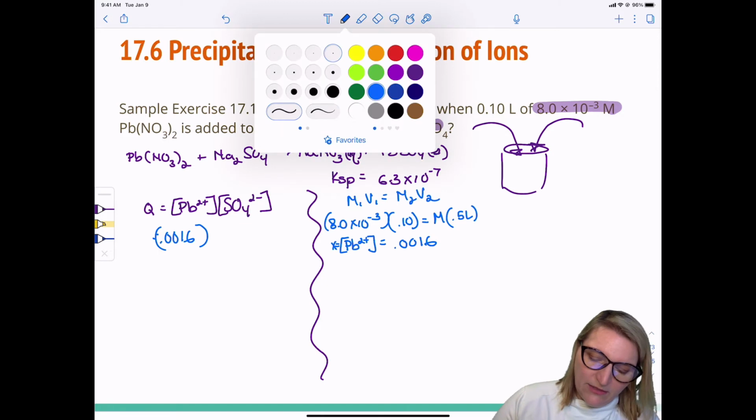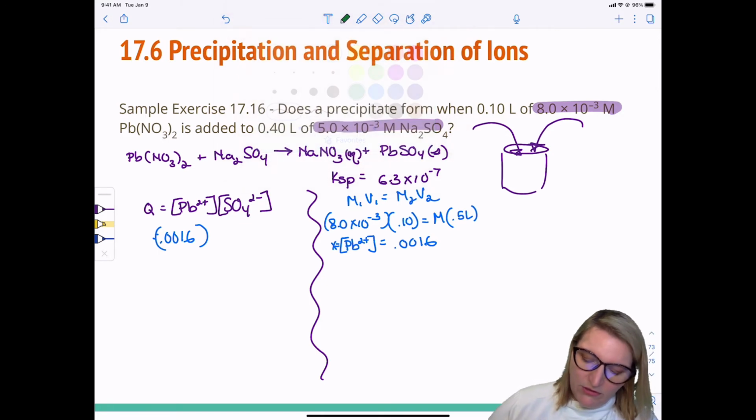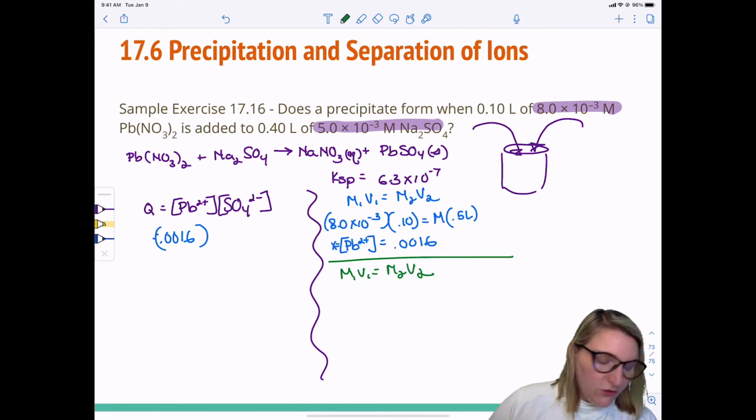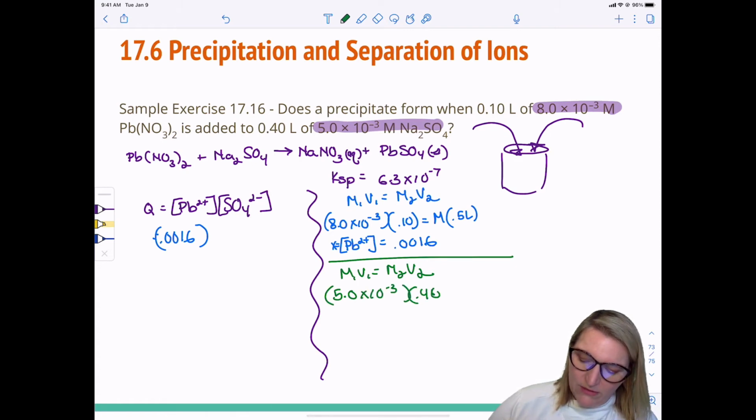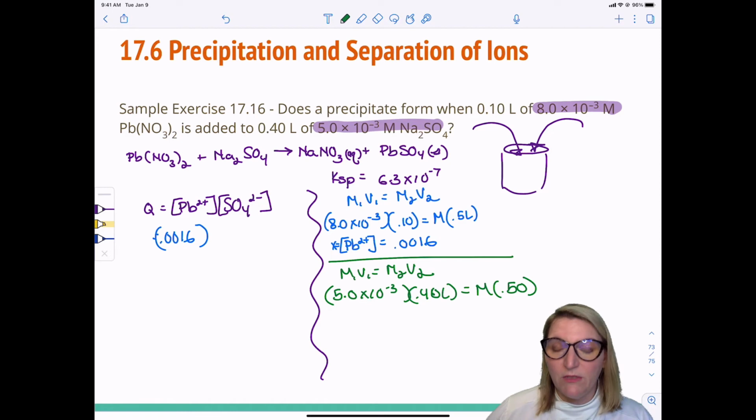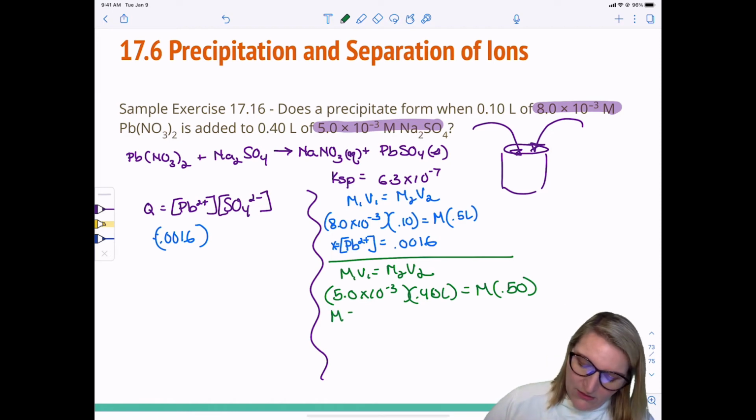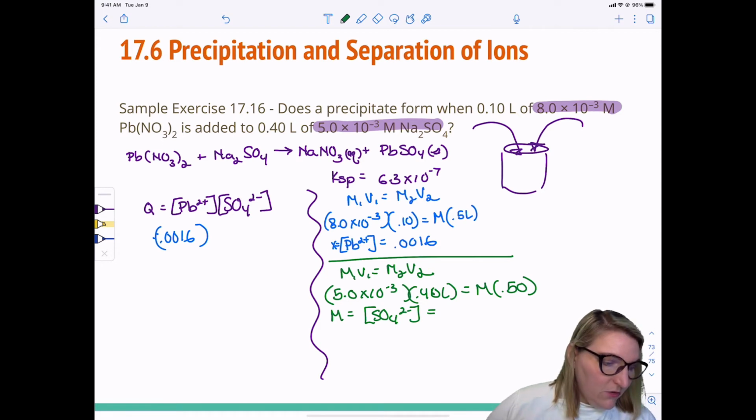And then I'm going to do the exact same thing, except I'm going to do it for the sulfate. The original molarity is 5.0 times 10 to negative 3. My original volume is 0.40 liters. My new molarity is what I want to solve for, and my new volume is 0.5 liters. Again, 0.4 plus 0.1. So that means the molarity, which is the concentration of the sulfate now, is going to be 0.004.